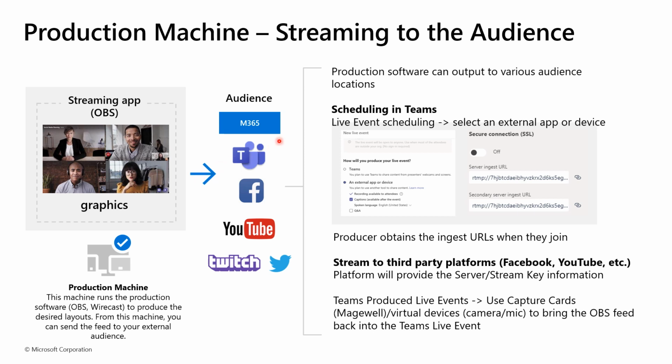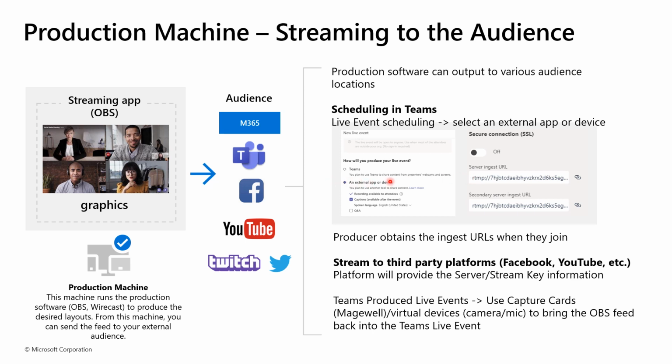To tie back to what we talked about earlier, when you schedule the live event, you pick this radio button for an external app or device. That's what lights up the RTMP feature. You'll see in a few slides when we go through the experience itself, when you go to actually produce the event, you'll get a URL like this. That's the RTMP ingest URL. That's basically where you're going to point your production software. You'll say, hey, take the output from here and send it here, and away you go.